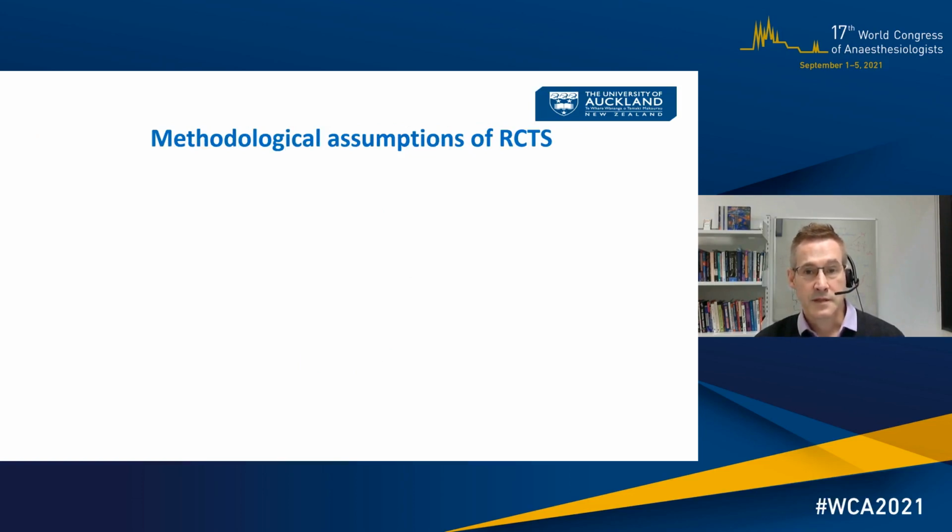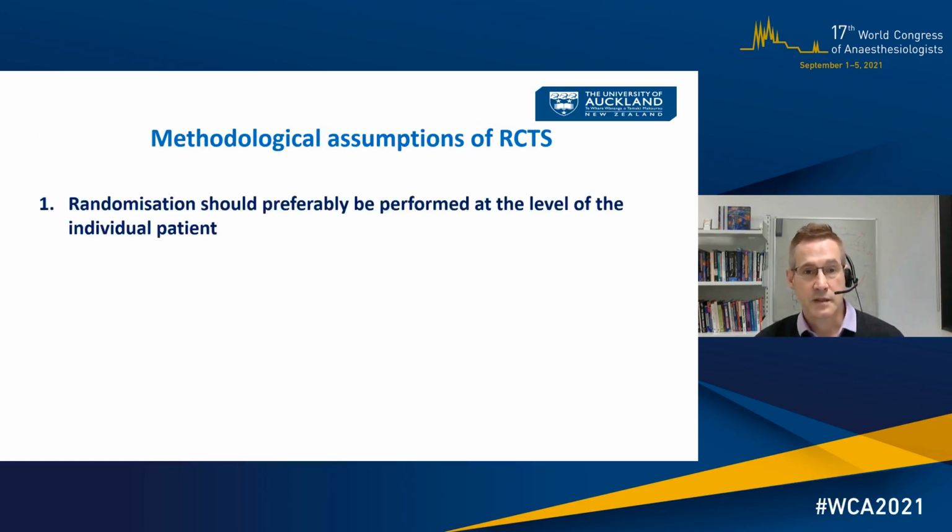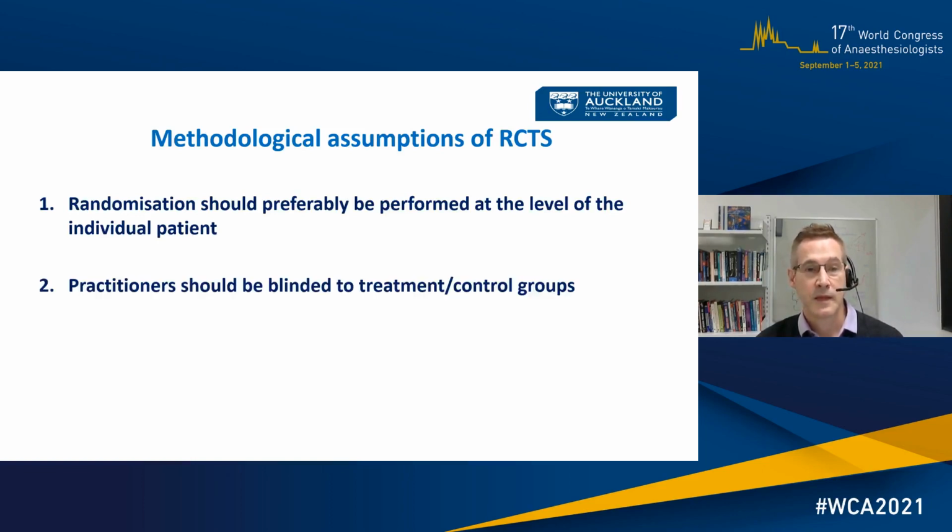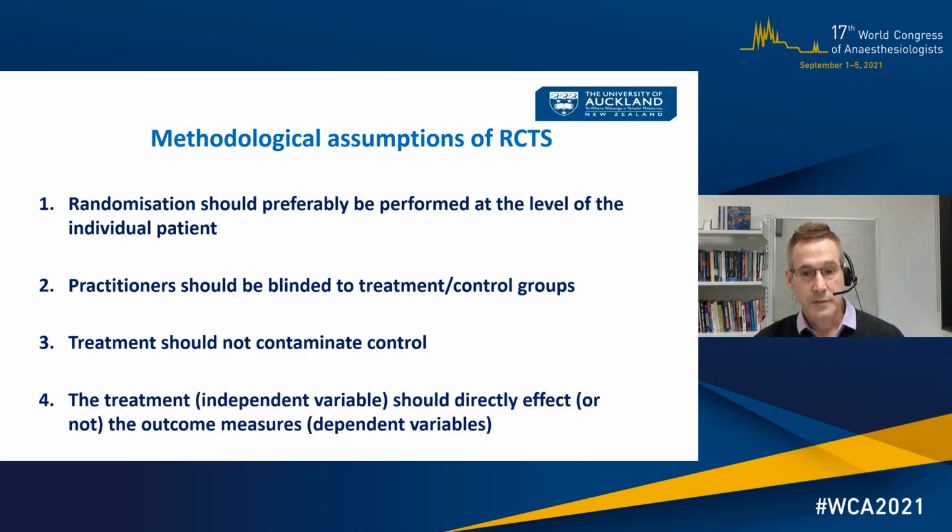The methodological assumptions underlying RCTs include the following. Randomization should be preferably performed at the level of the individual patient. Practitioners should be blinded to treatment and control groups so they can't influence the outcome. Treatment should not contaminate control groups. And the treatment should directly affect the outcome measures. And this is relatively straightforward when you're injecting a drug into someone's bloodstream.